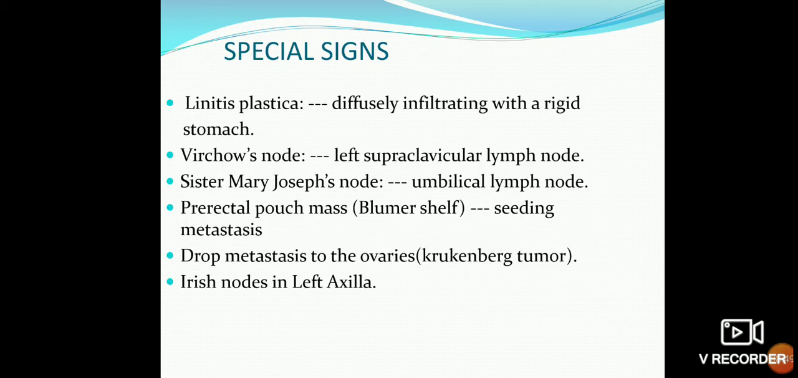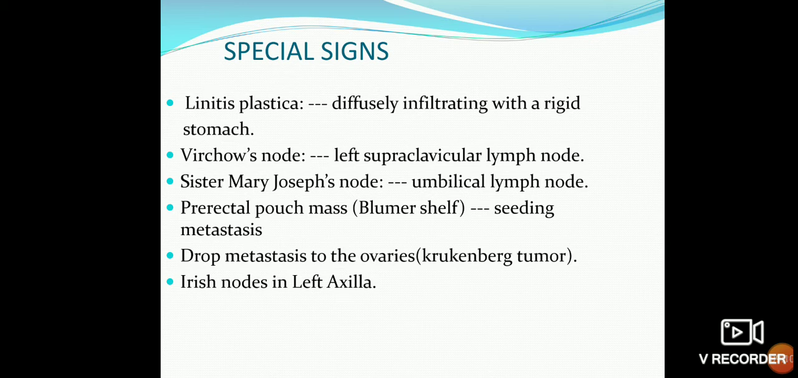Special signs: linitis plastica, which is a diffusely infiltrating, rigid stomach. Virchow's node, the left supraclavicular lymph node. Sister Mary Joseph nodules, which are present in the umbilical lymph nodes. Pre-rectal pouch mass, a pouch of Douglas mass.